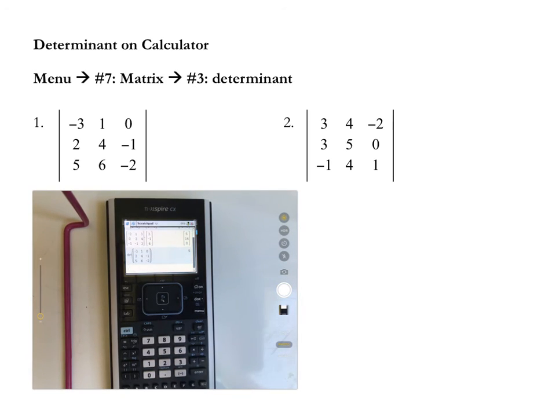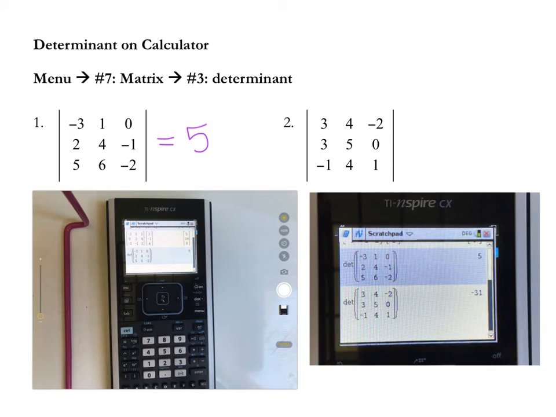It's 5. So you don't have to do all those steps we did on the first page. You can just put it in your calculator and get an answer. So the determinant here is 5. I'd like you to take a minute, try number 2 on your own on your calculator, and I'll post a picture of what it should look like in just a second. So hopefully if you typed it correctly, you got an answer of -31.